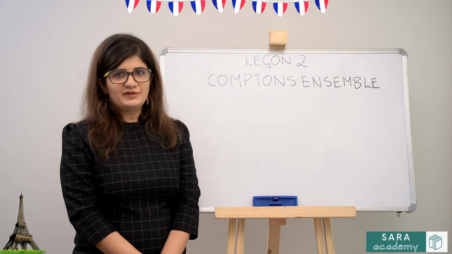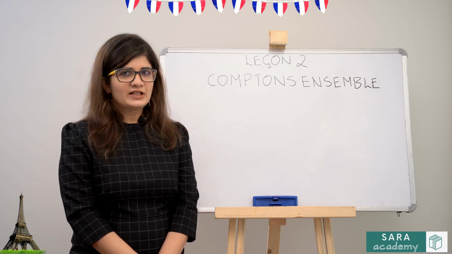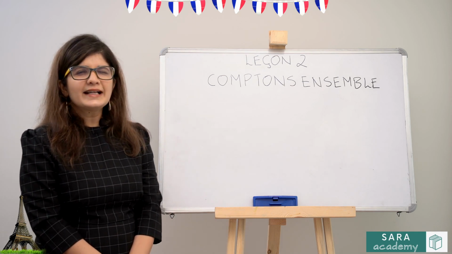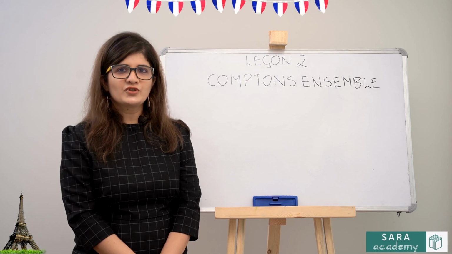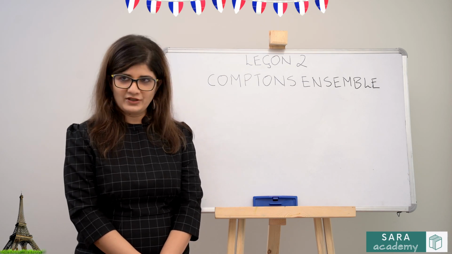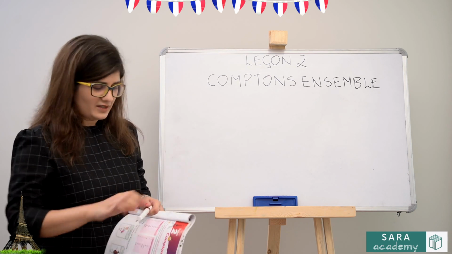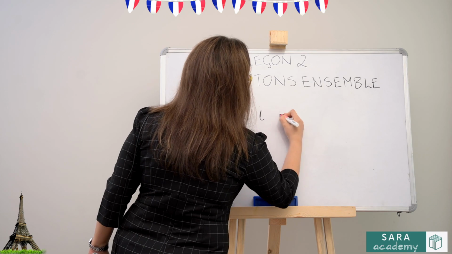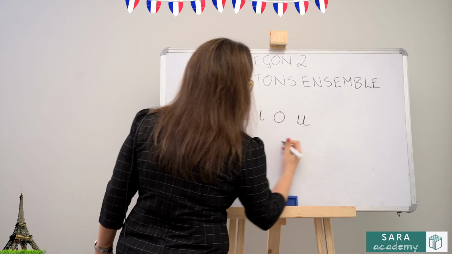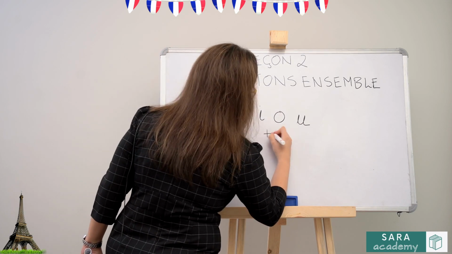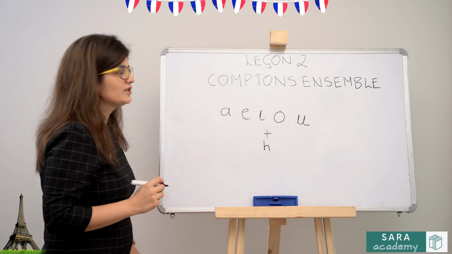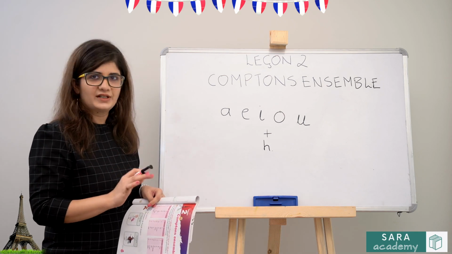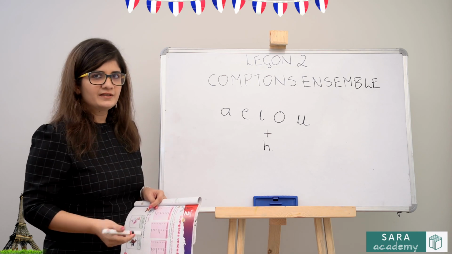The ABCD in French is exactly the same as English, A to Z. There are 26 letters. However, the vowels are slightly different. A, E, I, O, U, which are your English vowels, are there also in French. So in French, your vowels are A, E, I, O, U, and there's one additional which is H. H is treated as a vowel in French. It is called the silent H. You never pronounce H in French. What do I mean by this? We will see it in some time.